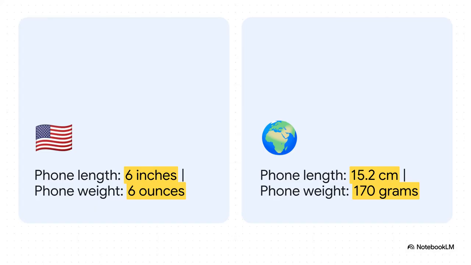You see the problem right here, right? If you told someone your phone was 6 long and weighed 6, they'd have no idea what you're talking about. 6 what? Inches? Centimeters? It's just a recipe for confusion. So to fix this, we need to grab our very first tool from the toolbox.